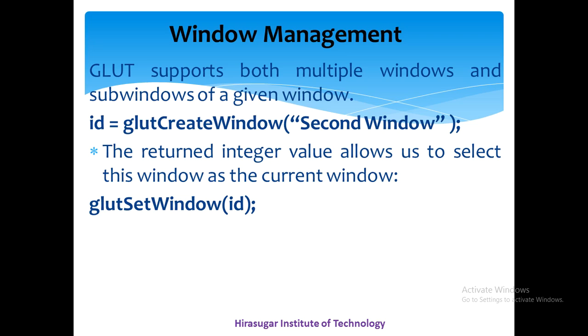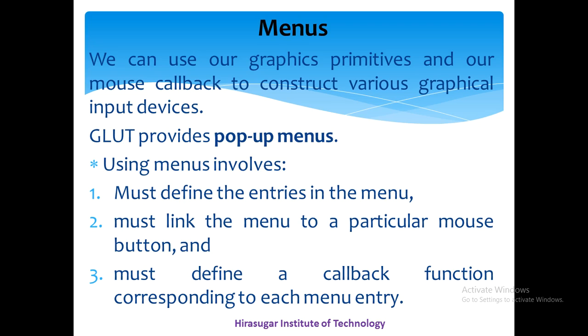Then use that ID. Then you select what you want to do in that. If you want to use that window in your program for other reasons, then glutSetWindow ID. glutSetWindow ID is used for future use. We will see that. Then next, managing windows will come in these menus actually.